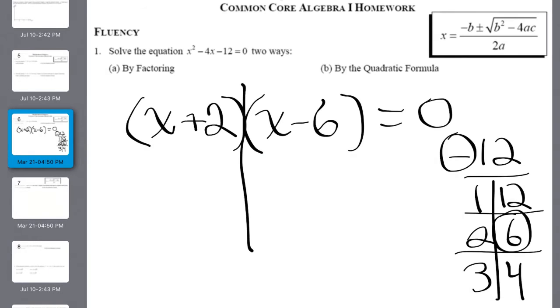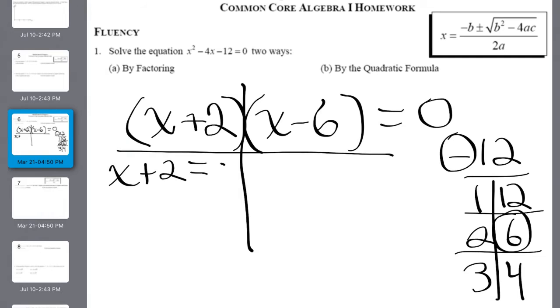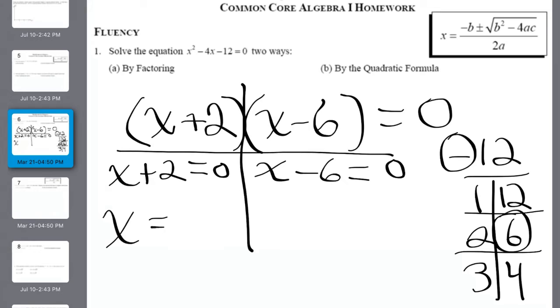I'm going to tee off, separate these two. What number plus 2 equals 0, right? x plus 2 equals 0, and x minus 6 equals 0. So we're going to have two factors. x is equal to negative 2, and x is equal to positive 6. Well, you can see we have rational roots, and therefore factoring was probably the easier way.